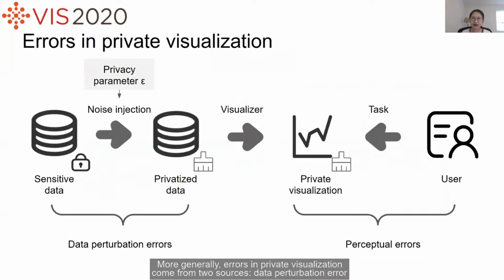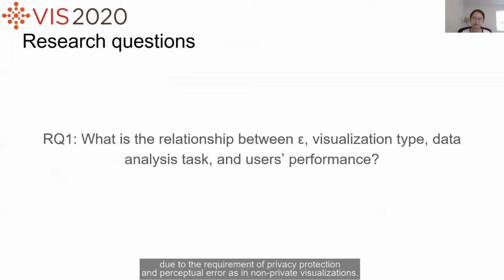More generally, errors in private visualizations come from two sources: data perturbation error due to the requirement of privacy protection, and the perceptual error as in non-private visualizations. This leads to our first research question we want to investigate in this work. What is the relationship between epsilon, visualization type, task, and user's performance?